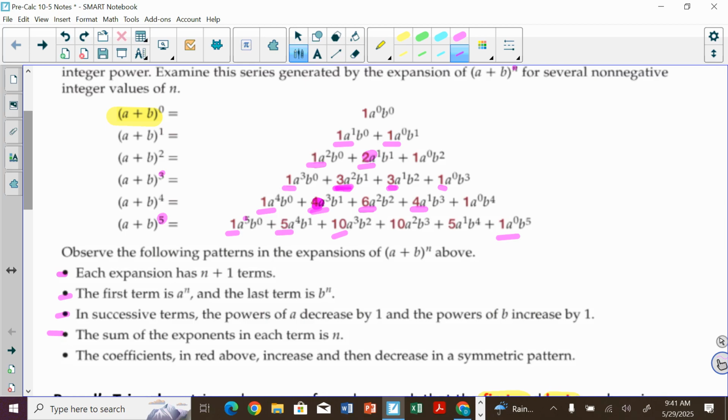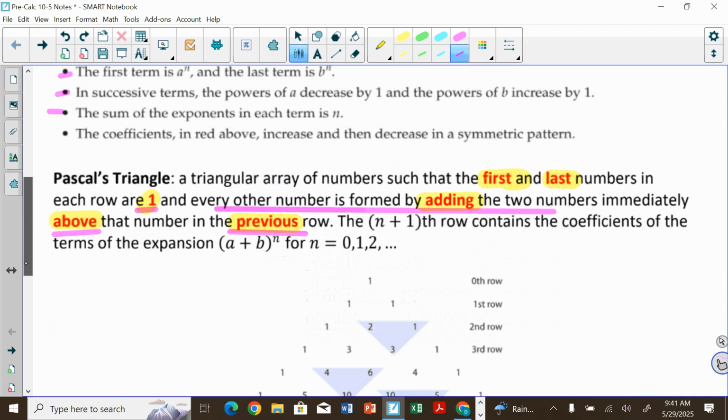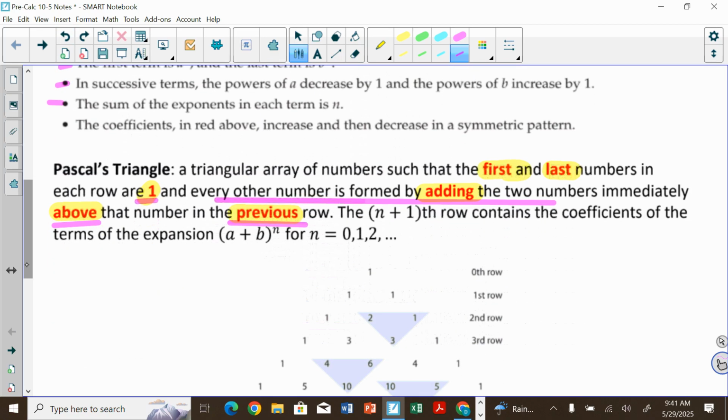This 10 comes from 4 plus 6. This 10 comes from 6 plus 4. This 5 comes from 4 plus 1. And then 1 on the outside again. So hopefully you get the idea of the triangle and how we add them up to get your coefficients. Now, they may change when we have certain numbers and certain values in for a and b, and that's what we have to multiply by, but the same pattern is going to stay the same.